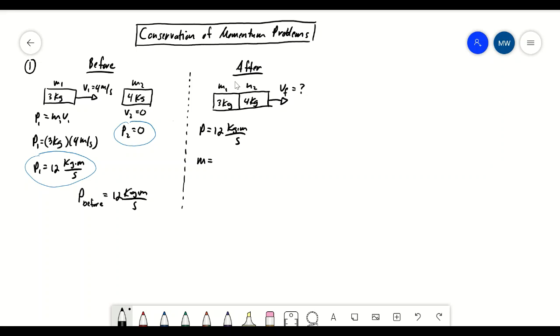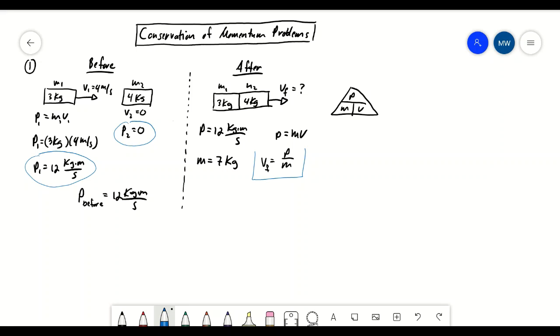Both of these things are now stuck together in the after picture, right? I can see that I've got 3 kilograms stuck to 4 kilograms, so the total mass is now 7 kilograms. And I'm trying to find what the velocity is equal to. My equation for momentum is P equals mv. You can use algebra. We also have our triangle trick, P, m, and v. So if I want to solve this for velocity, it's just momentum divided by mass, and of course I'm trying to find the final velocity.